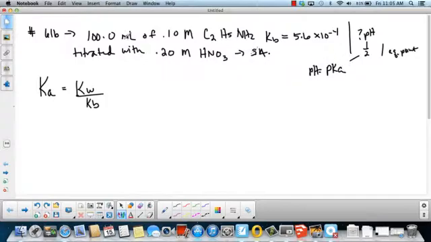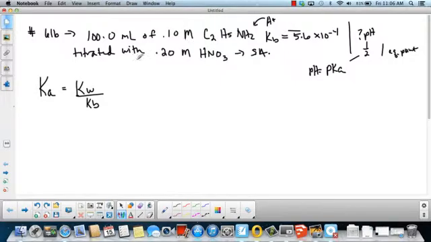Now for part B, what we were titrating is 100 milliliters of 0.10 molar, and this is our base, and this is the Kb value. Now we know it's going to act as a base because it can accept a hydrogen ion on that last nitrogen on the end. It's got one more spot for a hydrogen ion, and its Kb value is 5.6 times 10 to the negative fourth.